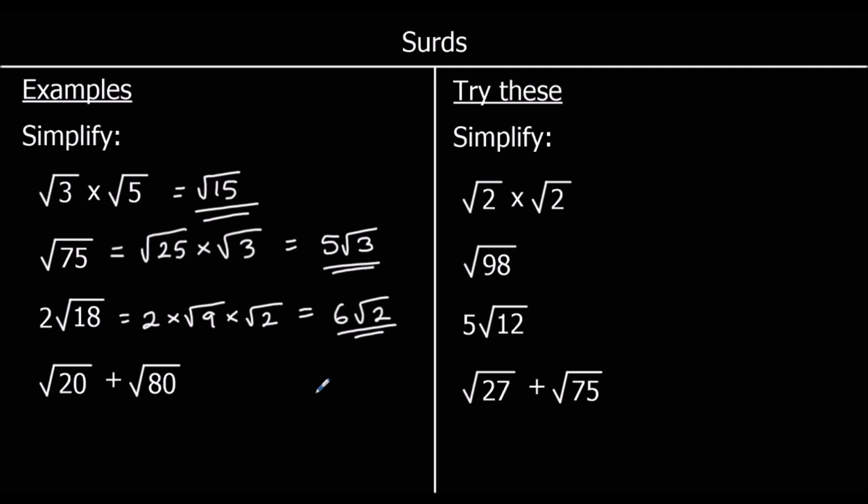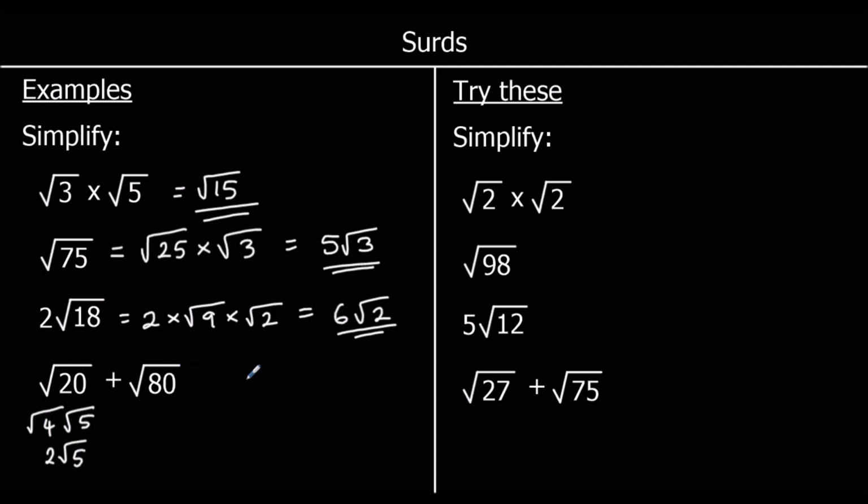And the last one, root 20 plus root 80. What I can't do is say 20 plus 80 is 100, so it's root 100. Surds don't work like that. That's not a rule of surds, but I can simplify them individually. So root 20, 20 is 4 times 5. So I can say root 20 is root 4 times root 5, which is 2 root 5.